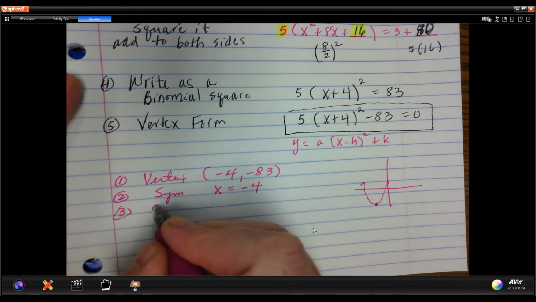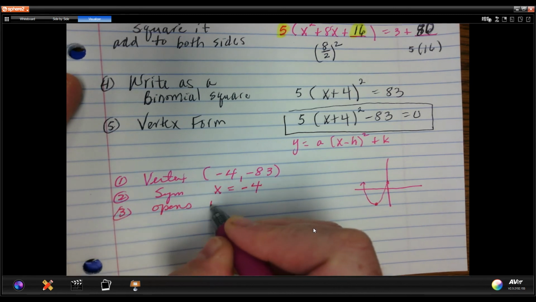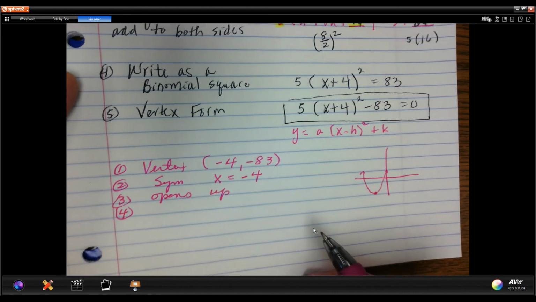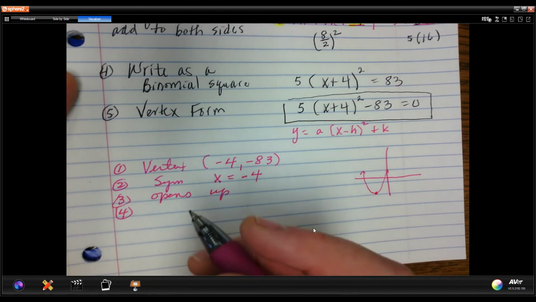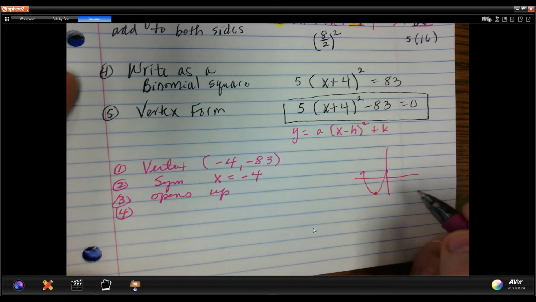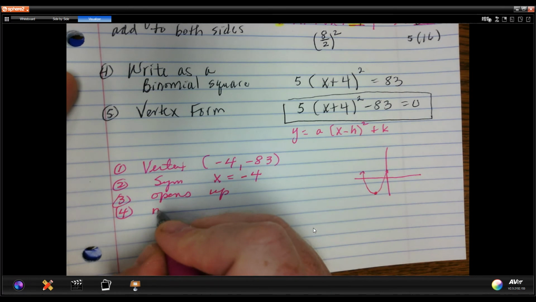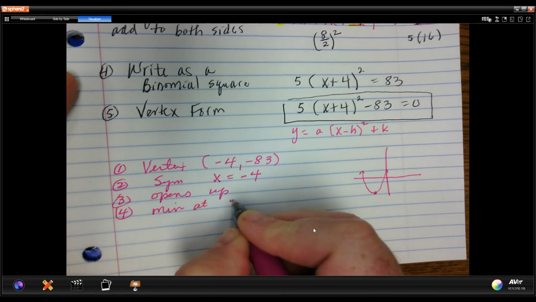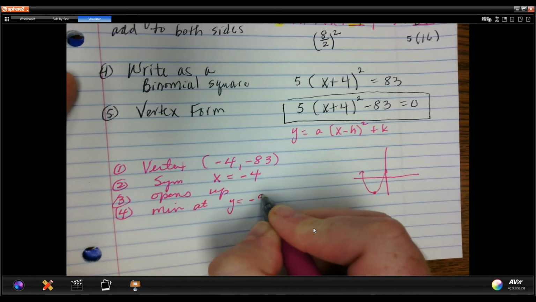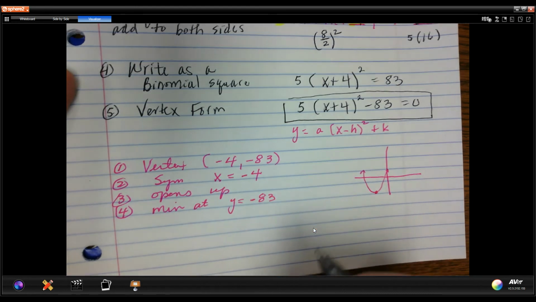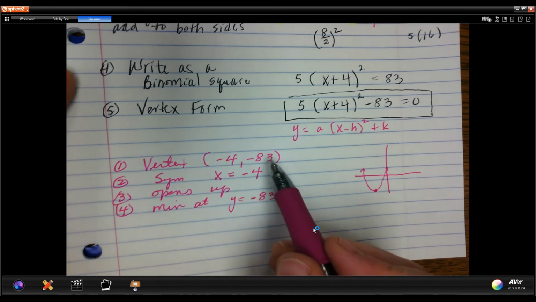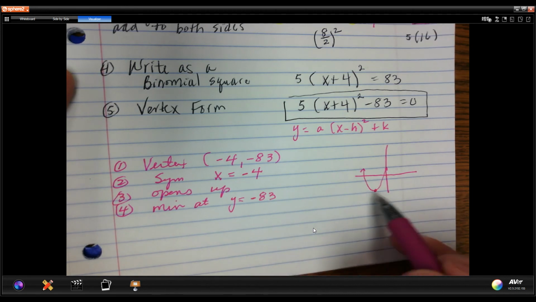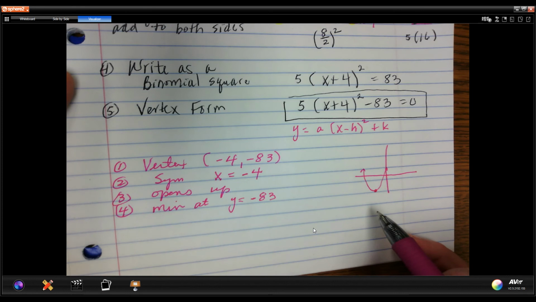Which way does it open? It opens up because a is positive. That's why it needs to open up, because it's a 5. Does it have a min or a max? Because it opens up, it has a min. Where is your min located? The min is at y equals -83. So the x coordinate tells you the line of symmetry. The y coordinate tells you the min or max. So -83 is the lowest point it will go.